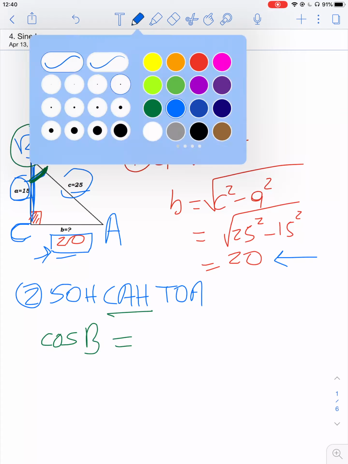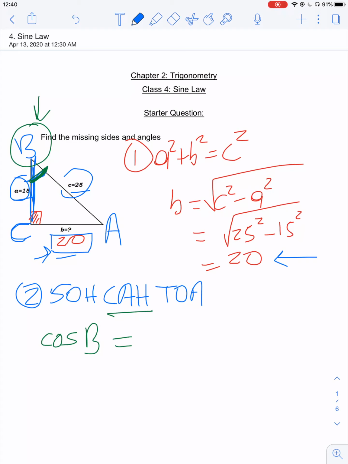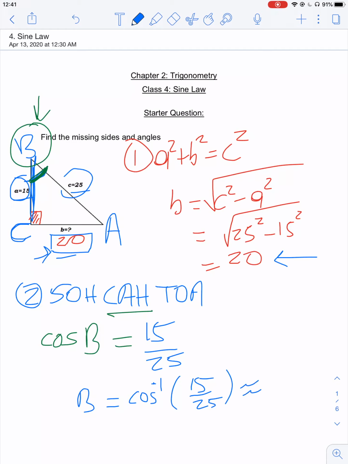So adjacent side is 15 and my hypotenuse is 25. If I solve for angle B, then B equals cos inverse of 15 over 25. So cos inverse of 15 divided by 25 gives me approximately 53.13.